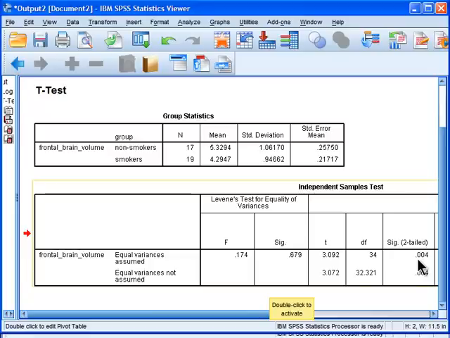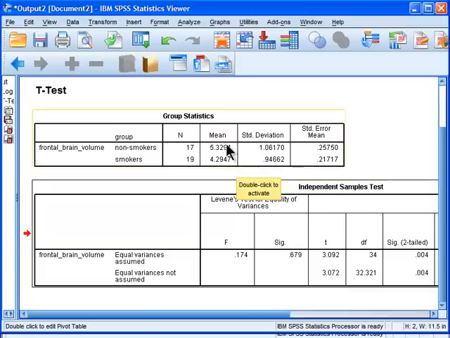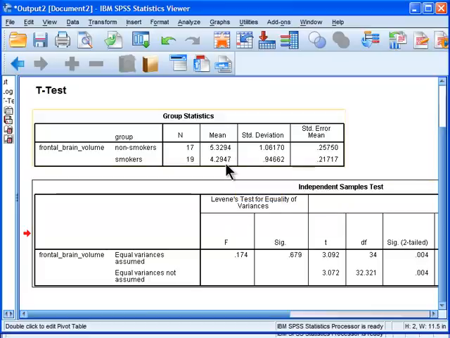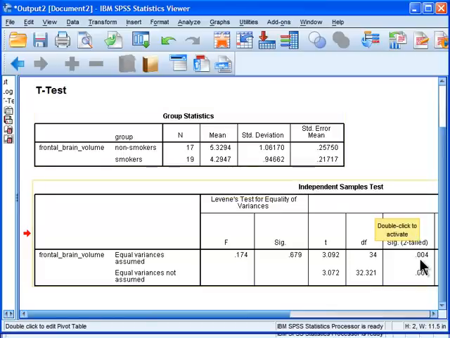with this t-value. So t is equal to 3.092 with a degrees of freedom of 34, and the significance level is 0.004. So because this value is less than 0.05, we would reject the null hypothesis of no difference between the means and state that in all probability the difference in frontal brain volume between smokers and non-smokers is statistically significant, p equal 0.004.